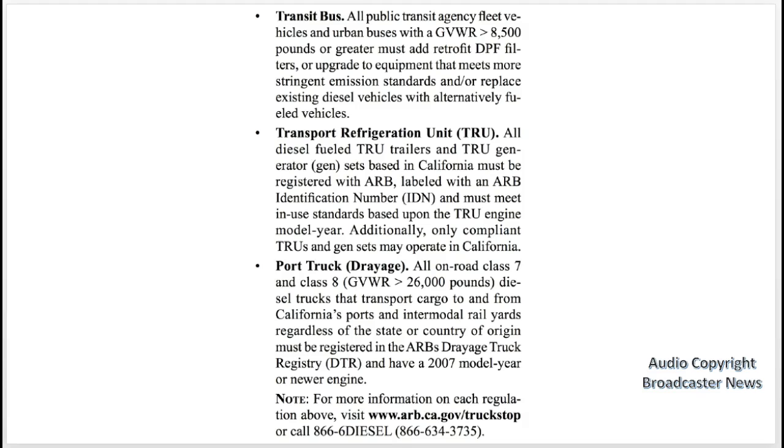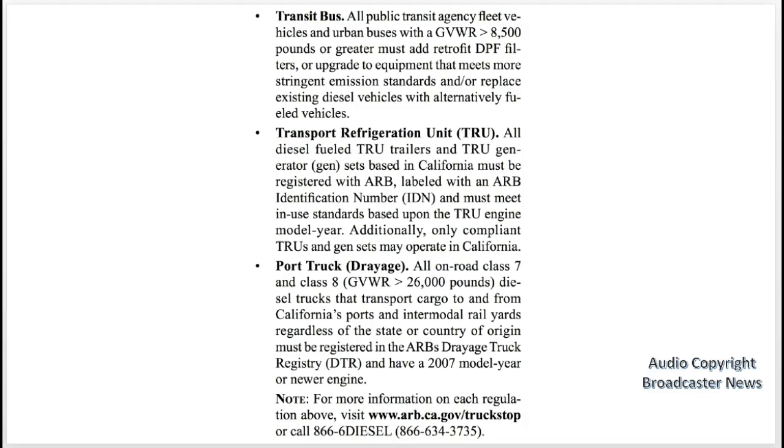Transport refrigeration units. All diesel-fueled TRUs based in California must register with the ARB, be labeled with an ARB identification number, and must meet in-use standards based on the TRU engine model year. Additionally, only compliant TRUs and TRU gensets may operate in California.